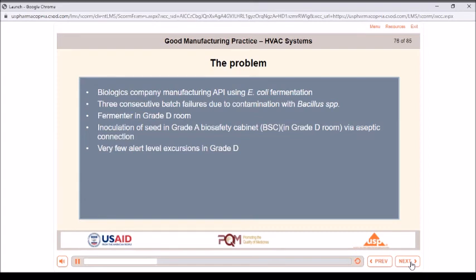The company experienced 3 consecutive batch failures due to contamination with Bacillus species. Even if it were not possible to avoid the first failure, 2 subsequent failures for the same reason should never have been allowed to happen.